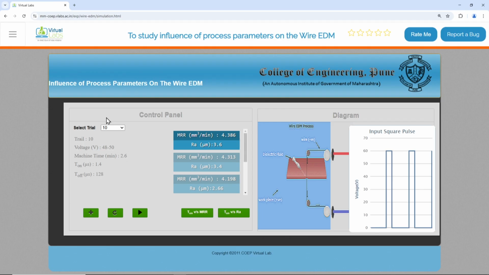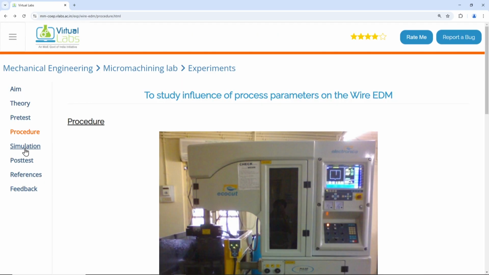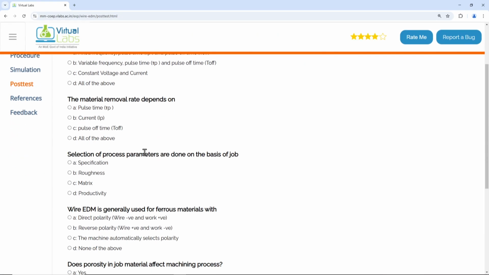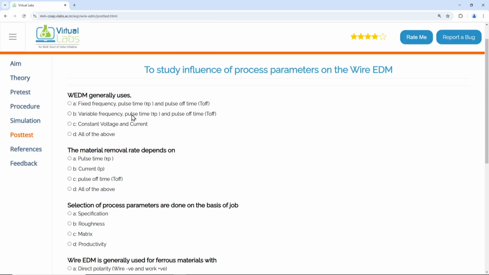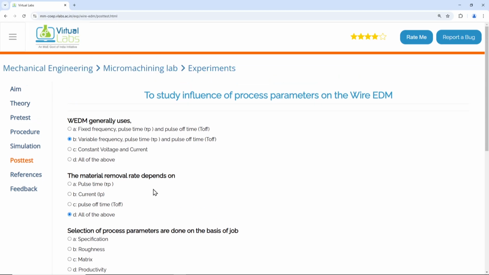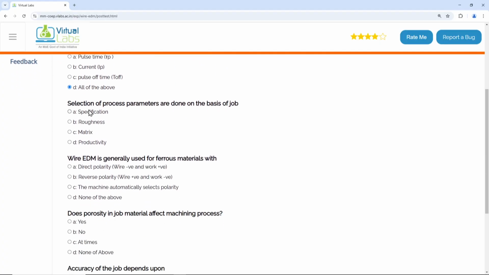So let me come back to the post-test questions. Wire EDM is generally used where? Fixed frequency, pulse time, pulse off time? Or variable frequency, pulse time and pulse off time? The second is the right option, option B. Material removal rate depends upon pulse time, current, pulse off time; everything determines the material removal rate. Selection of process parameters is done on the basis of job specification, job roughness, and job productivity.